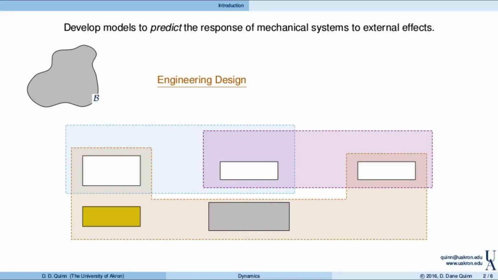So what's the goal? The goal of this class, and dynamics in general, is to develop models to predict the response of a mechanical system to external effects. So if I look at some object, say B here, it might have some forces applied to it, and there might be some applied moments, M. So really what we'd like to do is relate the external forces and moments, here represented by F and M, and notice that both of these are vectors.